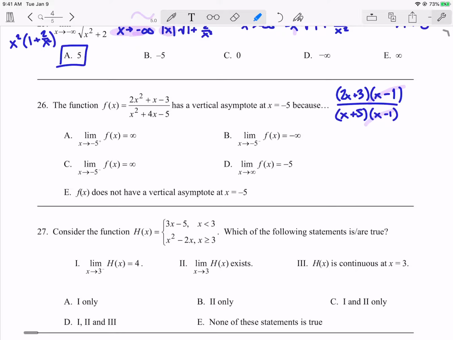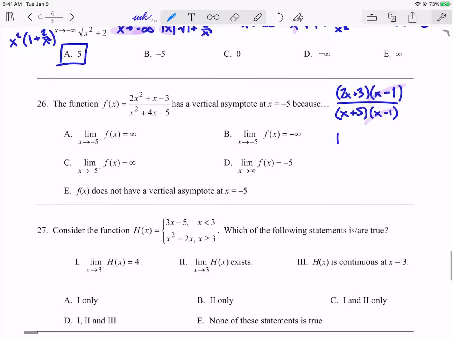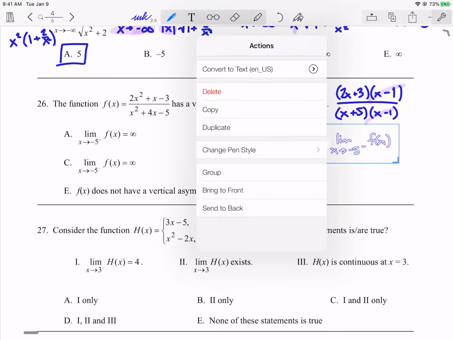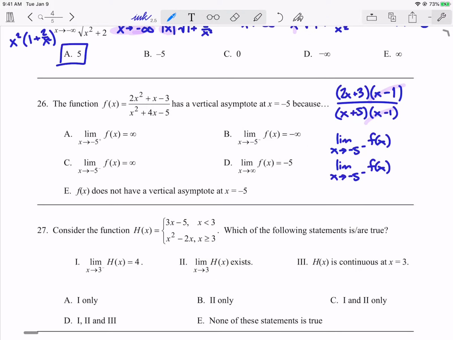So I have a removable discontinuity, or more layman's terms, a hole at x equals 1, because I was able to cross that out. But now if I consider the limit as x goes to negative 5 from the left, and then again from the right. So I'm basically plugging in negative 5.001 from the left. So that bottom term is going to be negative. But then negative 5 whatever, doesn't really matter, times 2 is negative 10 plus the 3 is also negative. So I get negative over a negative for this one to be positive infinity. So limit from the left is positive infinity.